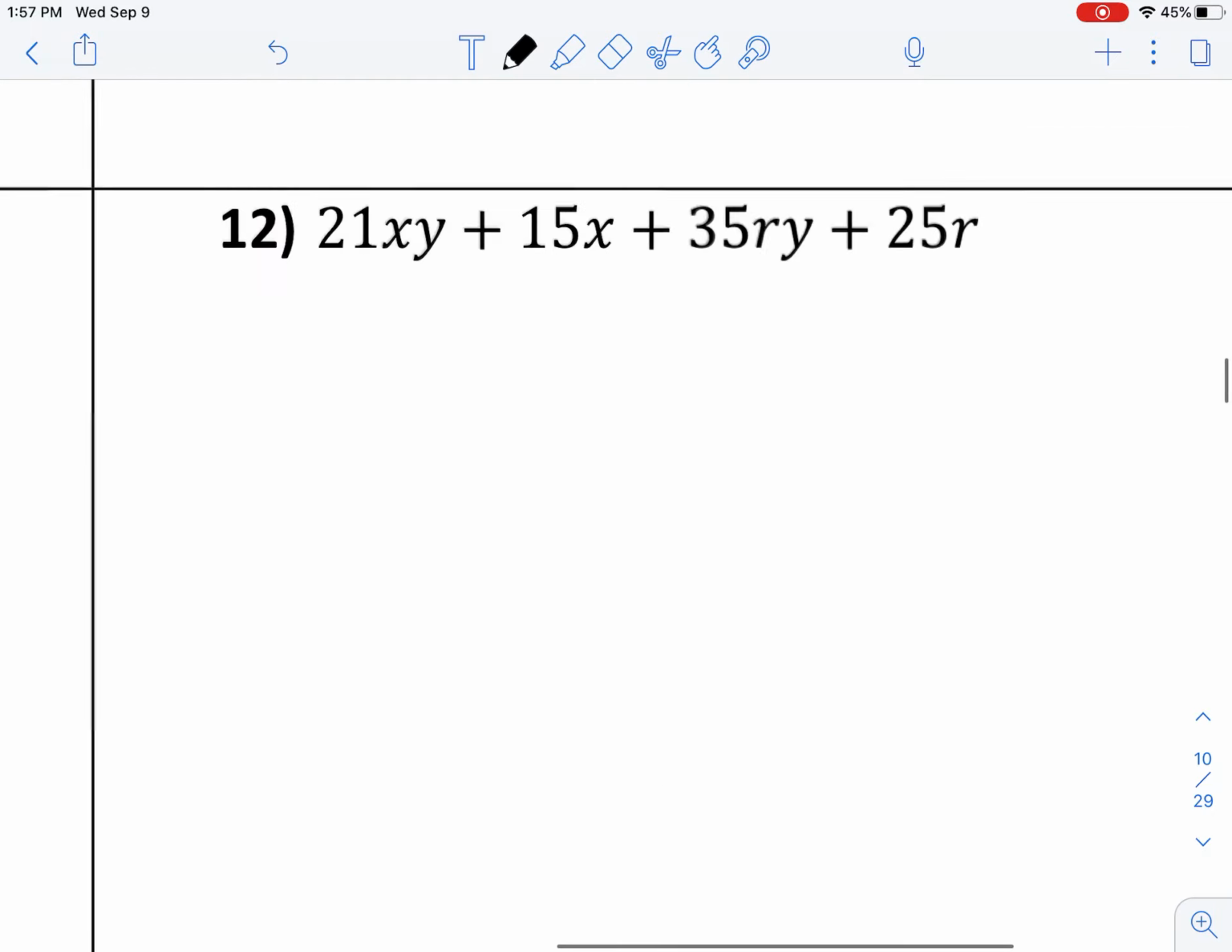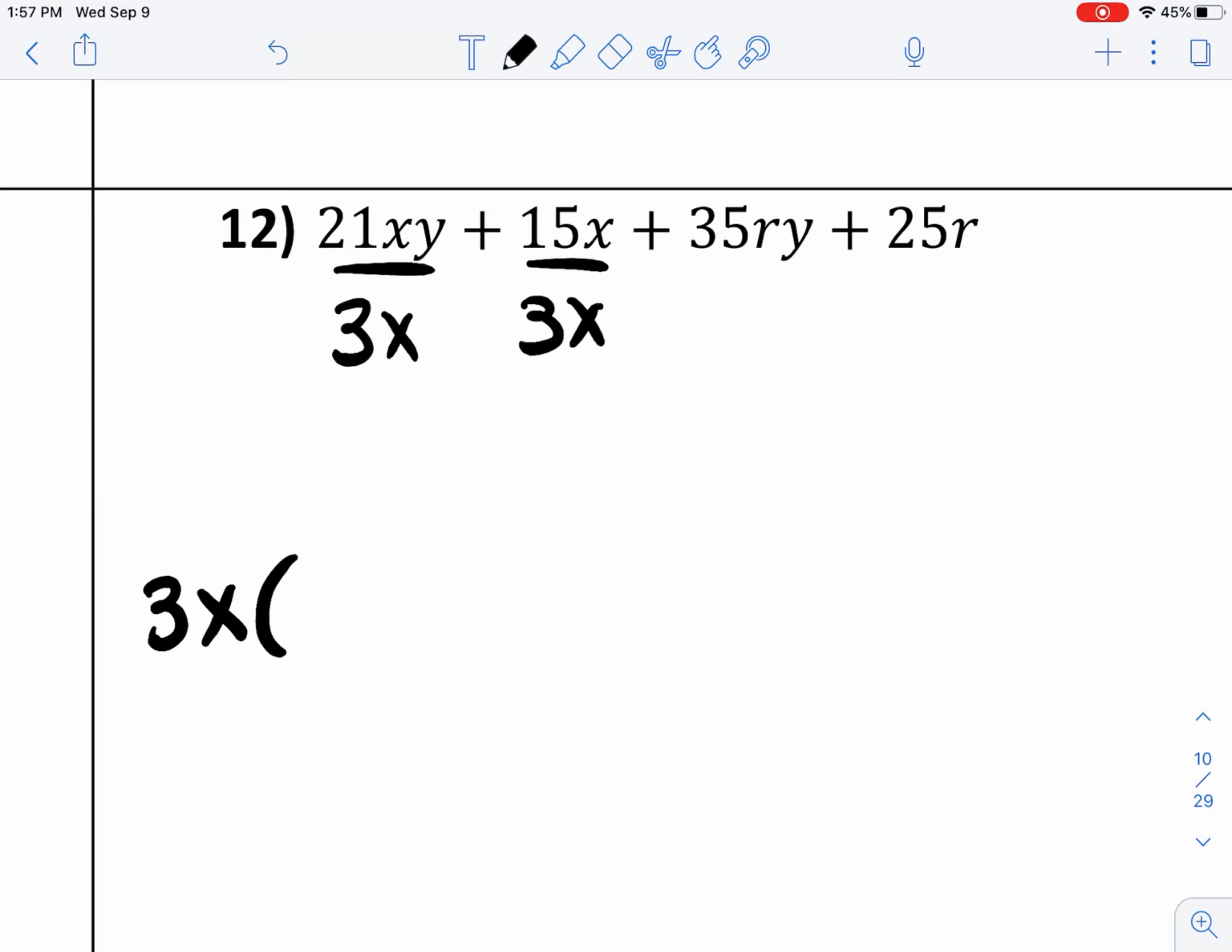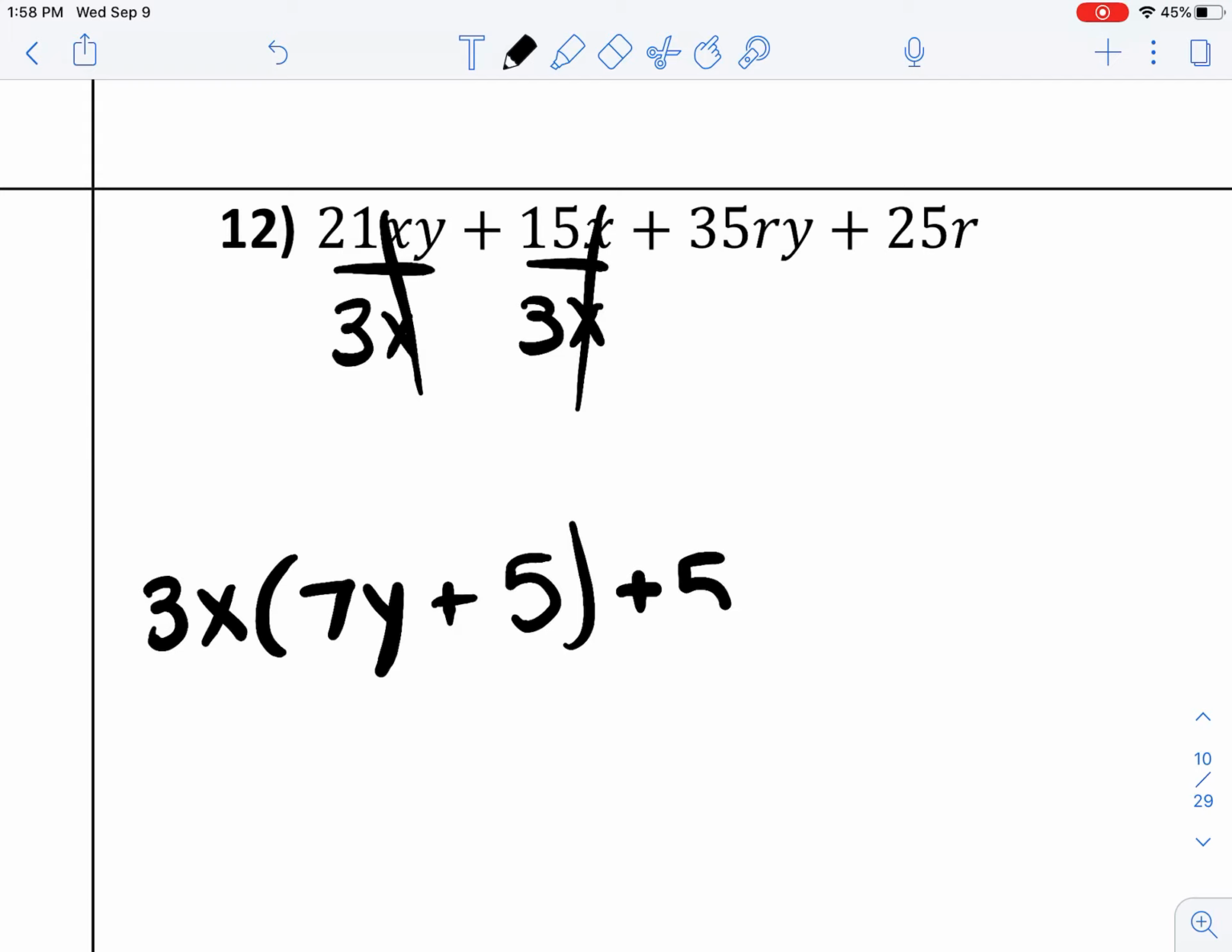And our last question, the biggest number that goes into 21 and 15 is going to be a 3. And they both share an x, so my GCF is 3x. When I divide by 3x, I get 7y, because the x's cancel, plus 15 divided by 3 is 5, and those x's also cancel. Then my GCF of 35 and 25 is 5, and they both share the letter r, so I can divide by 5r.